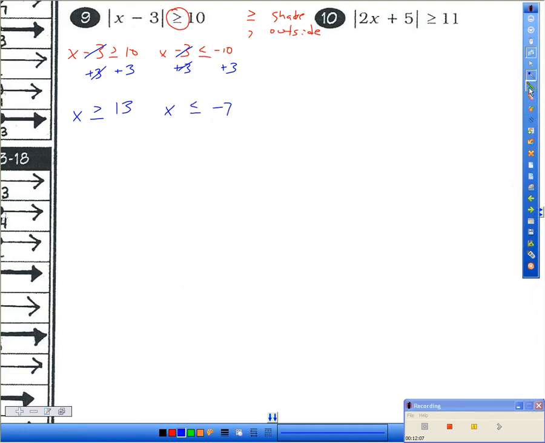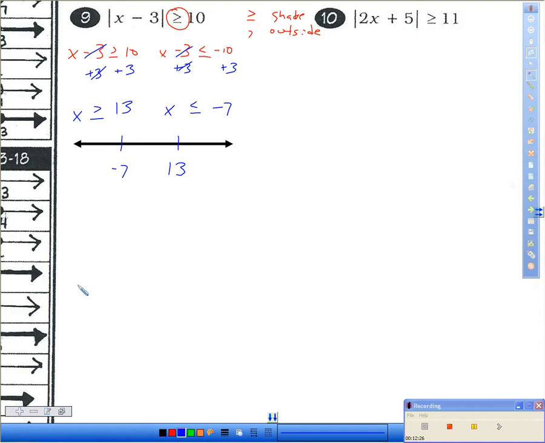So this is really an OR inequality, which we'll talk more about tomorrow, but we'll put those two, just like on the equation graphs, on the number line, 13 and negative 7. We know negative 7 is going to go on the left and 13 is going to go on the right.